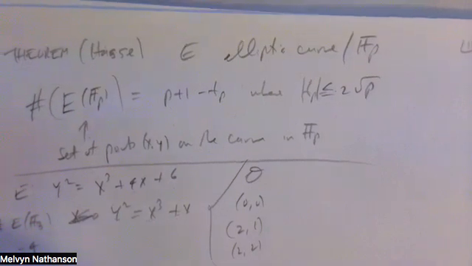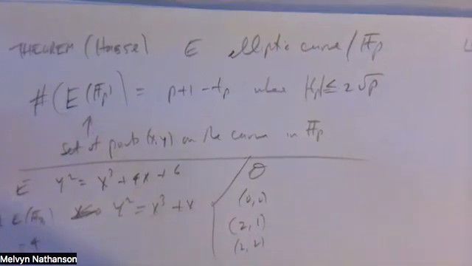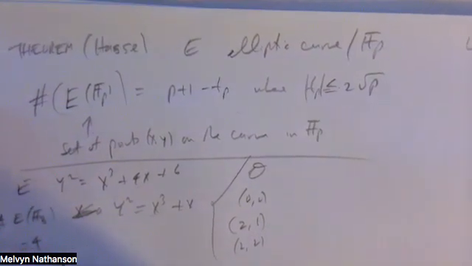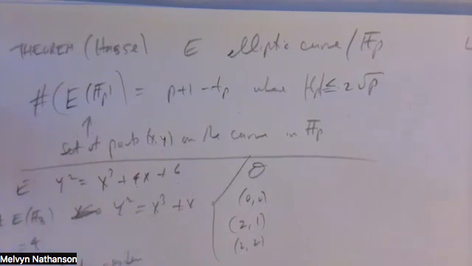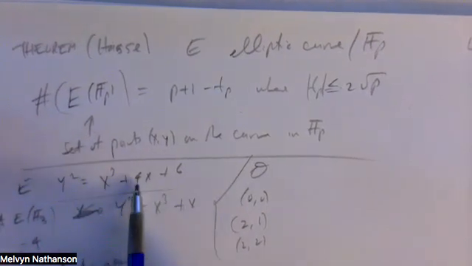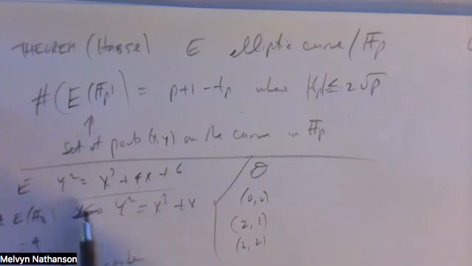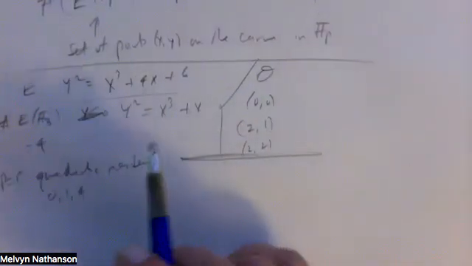What about p equal 5? In p equal 5, the quadratic residues are 0, 1, and 4. What are the solutions, the pairs x, y, when p is equal to 5?